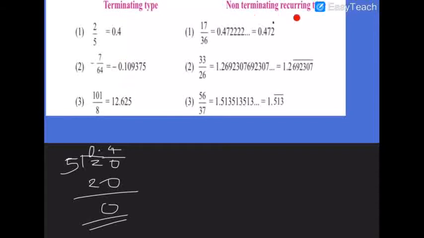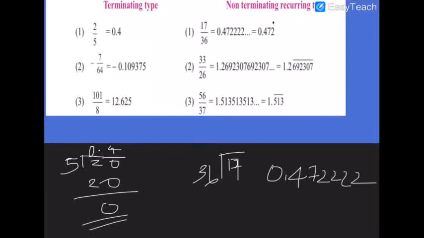In the opposite, in the non-terminating type, when we divide 17 by 36, we get the answer 0.47222, and the division will not be ending. It will be continuing, like endless 2s. So it goes till infinity. So it is represented with a dot over the 2. The dot means the 2 is repeating. So it is non-terminating. It is not ending at any point.